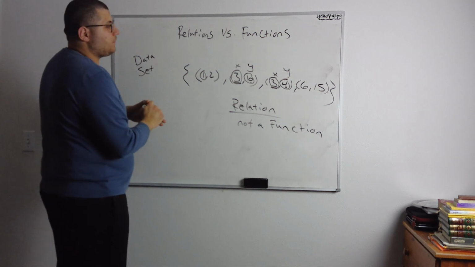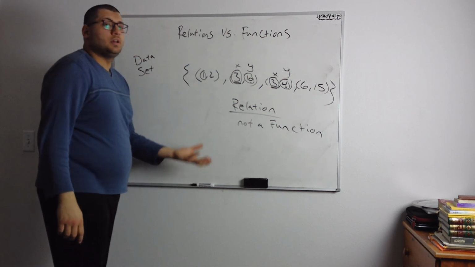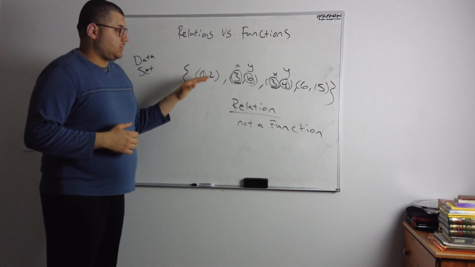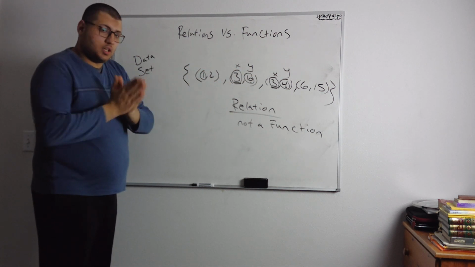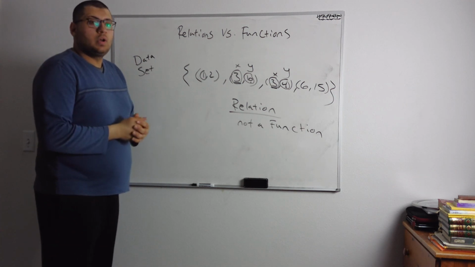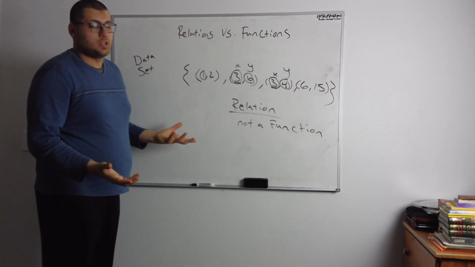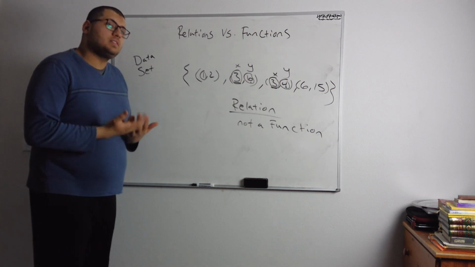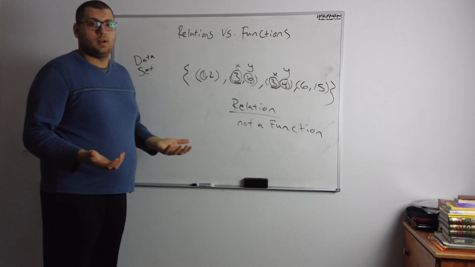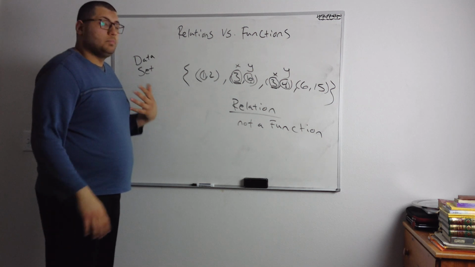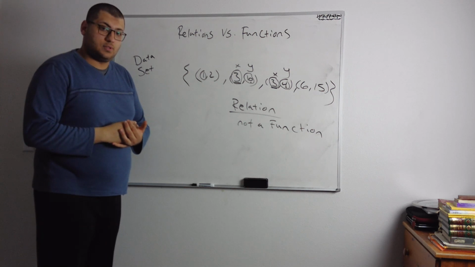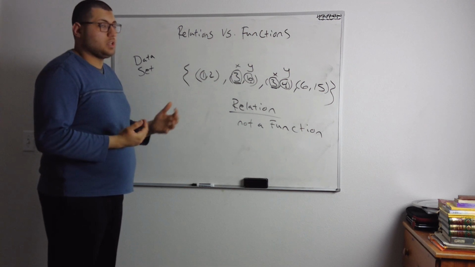So this is simply how we determine if a dataset is a relation or a function. We look at each x value in the dataset. If there are no repeated x values, then we know that this dataset is a function. If there are repeated x values, but these x values still have the same y values, then it's still a function. But if there are repeated x values with different y values, then it's a relation, not a function.